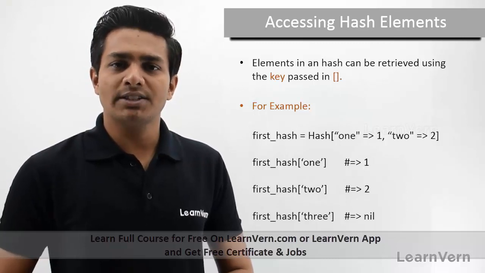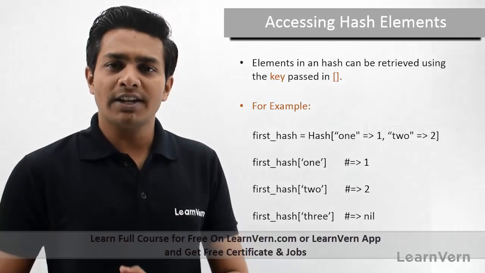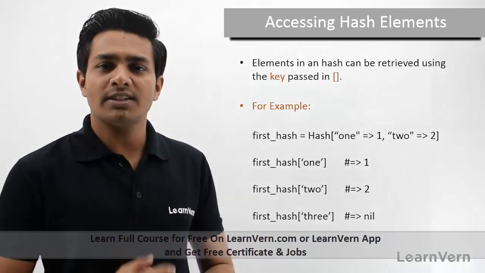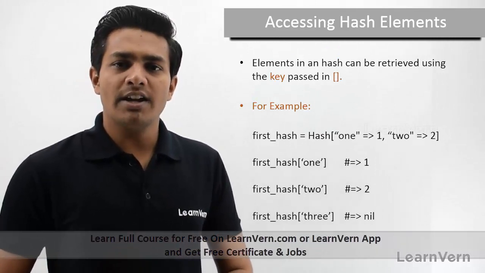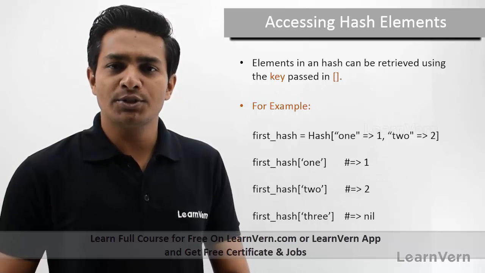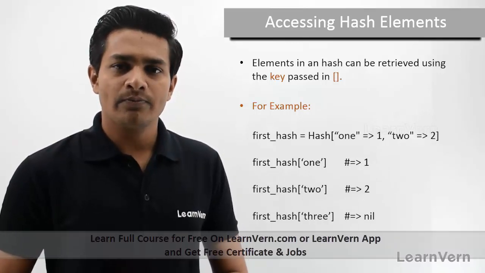If I want to access my second element, I need to pass the key of that second element. So here in the second example, I have passed 2 as my key, and that will return integer 2, that is actually the value of my second element.